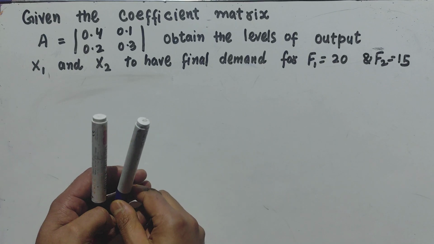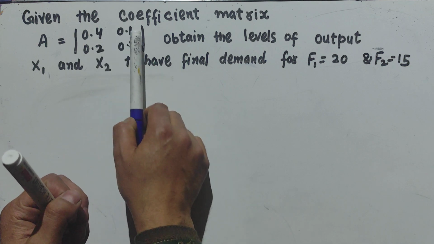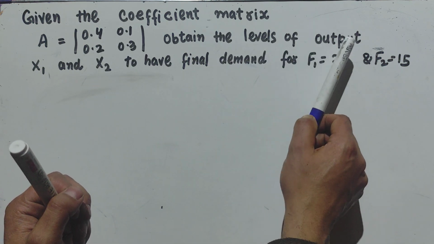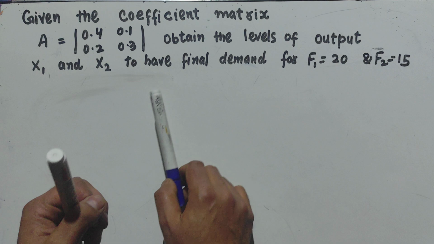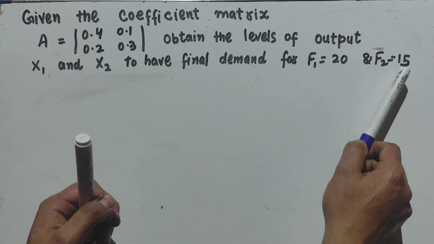Solve the input output model. The question is: given the coefficient matrix A equal to 0.4, 0.2, 0.1 and 0.3, obtain the levels of output for x1 and x2 to have the final demand of f1 equal to 20 and f2 equal to 15.